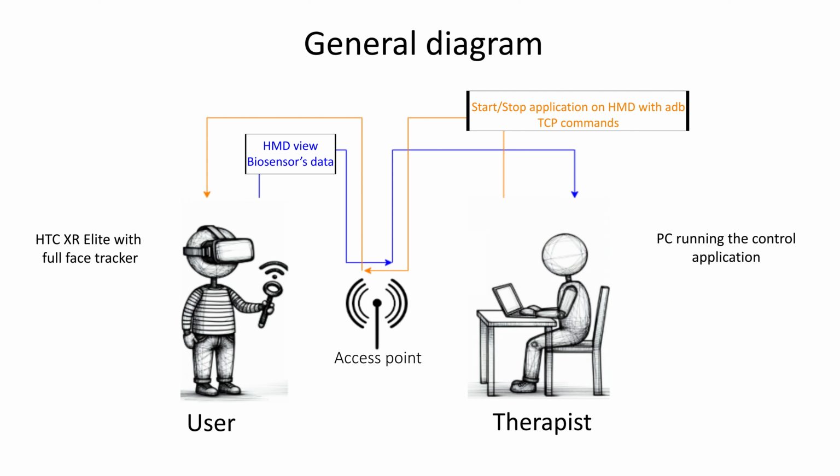This diagram shows three components: a user with an HTC XR Elite headset and biosensors, an access point for communication, and a therapist with a PC running a control application. The user sends emotional cognitive data for analysis and HMD view frames, while the therapist remotely controls the XR application via ADB and TCP commands.